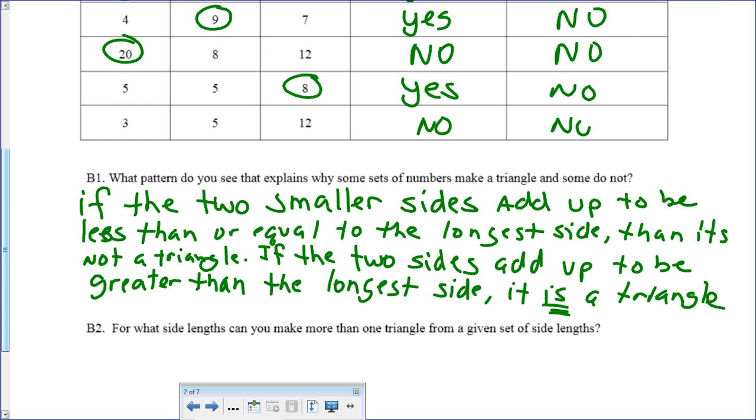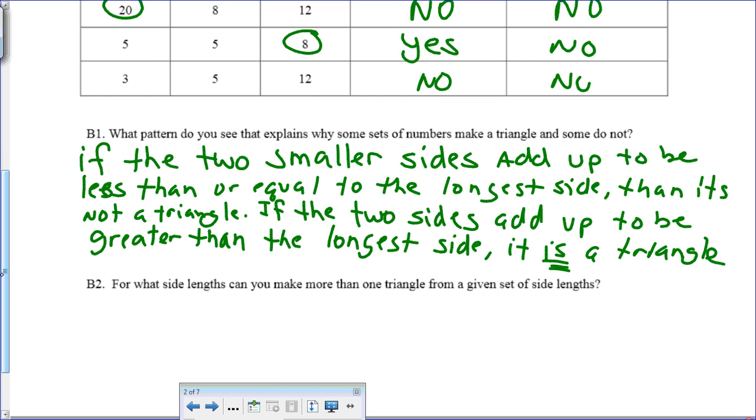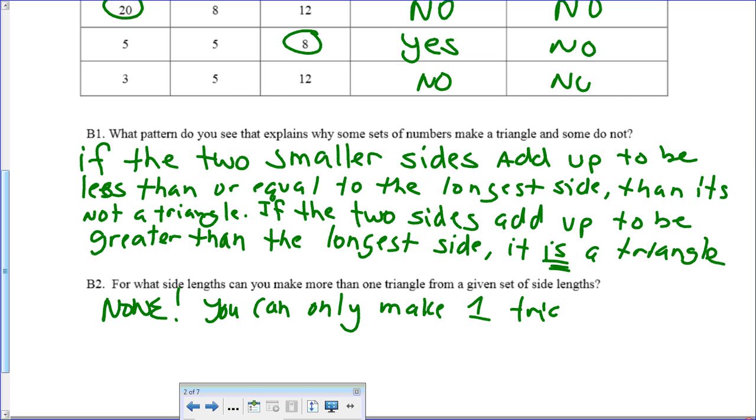So, and then B2, we kind of answered that question in the last column, right? For what side lengths can you make more than one triangle with the given set of side lengths? None, right? You cannot make another triangle with the given side lengths. You can only make one, right? Only make one triangle. All right, so I'll give you a second, guys, to catch up and write all that down.